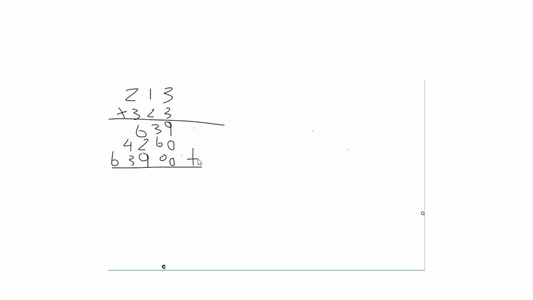So we're gonna have 9 plus 0 plus 0 is 9. 3 plus 6, that's also 9. Then we're gonna have 9 plus 2 plus 6, and that's 17. 7 carry 1. 4 plus 3 plus 1, and that's 8. And then that's 6. So that's our answer.